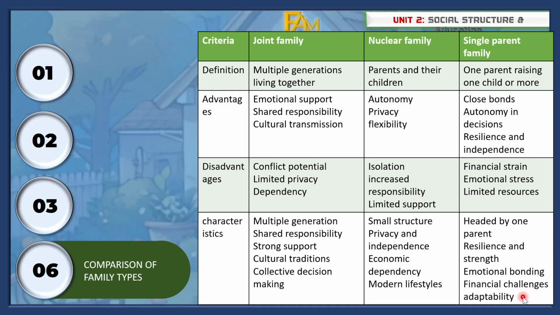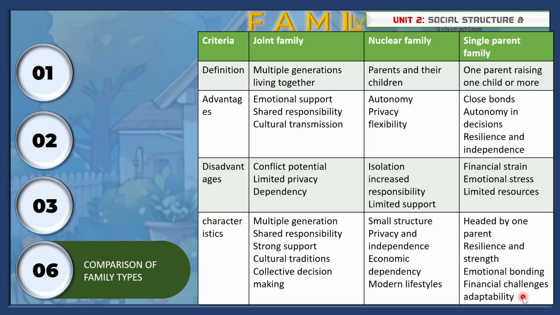So we can conclude that each family type, joint, nuclear, and single parent, has its own unique characteristics, advantages, and disadvantages. Understanding these differences is essential for recognizing the diverse structure of families in society and their implications for individual development and well being. So, after learning all these, can you answer this question? Which family type do you think provides the best support system and why?